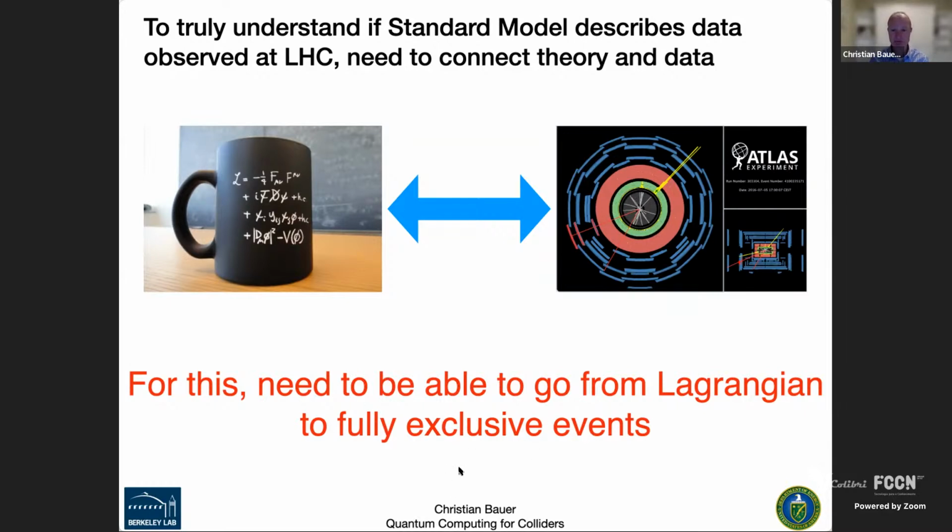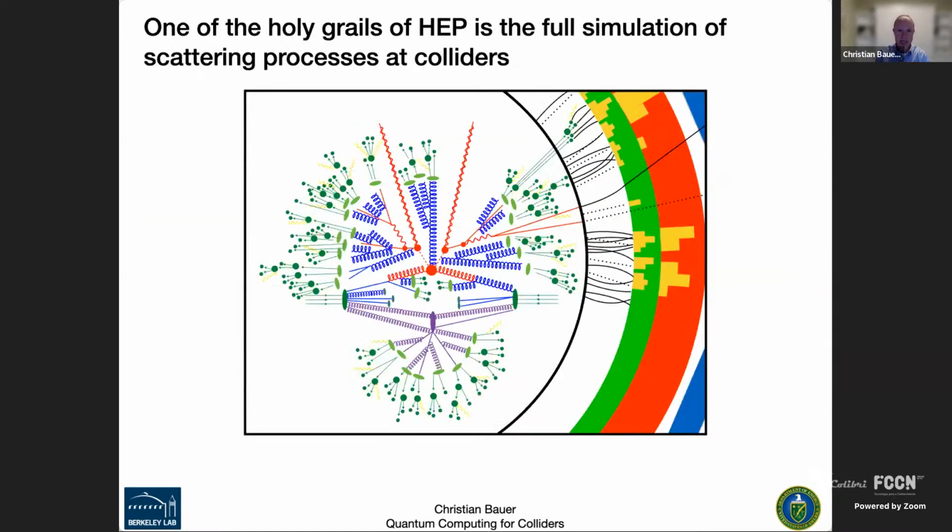And what we see in an experiment is really fully exclusive events. So ideally, what we'd like to be able to do is go from the Lagrangian of the standard model to really predict fully exclusive events at experiments at the LHC, for example. This, I think, is one of the holy grails of high energy physics: a full simulation of a scattering process at colliders. So by that, I mean really produce or simulate from all energy scales, from the shortest energy scales here, all the way to the hadronization and decays afterwards.